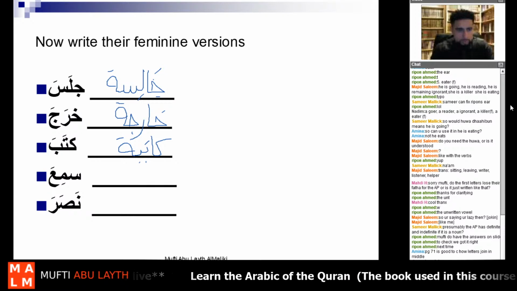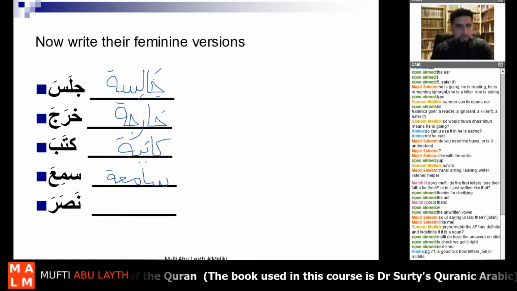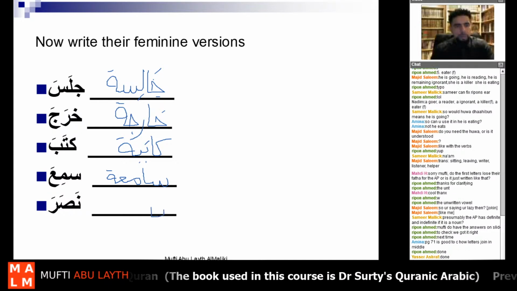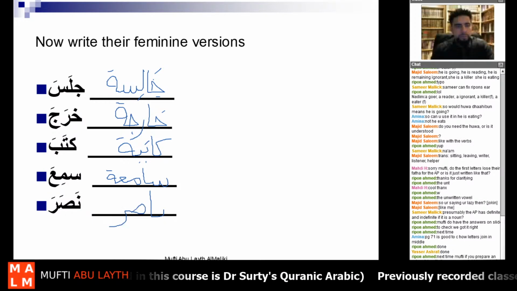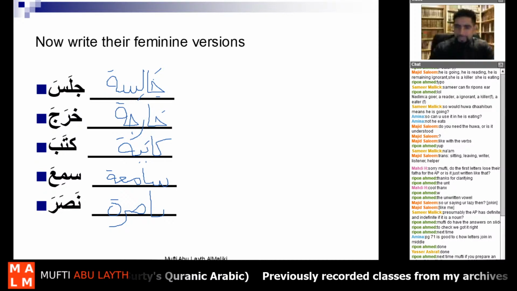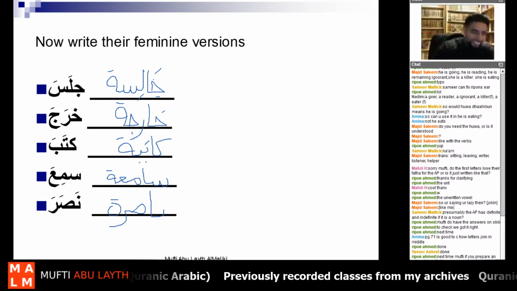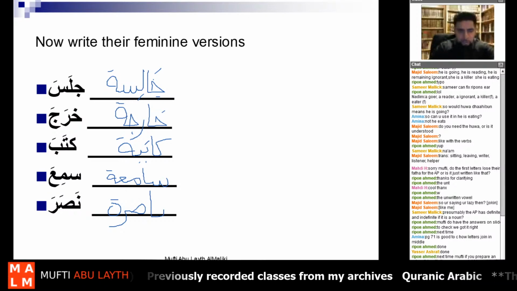Sami'a. Once again, just to show you which letters sit on top of the line, and most of these do sit on top of the line. Sami'atun, Nasiratun. Alright, there you go. Nasiratun. Right, okay, so that's just to show you.